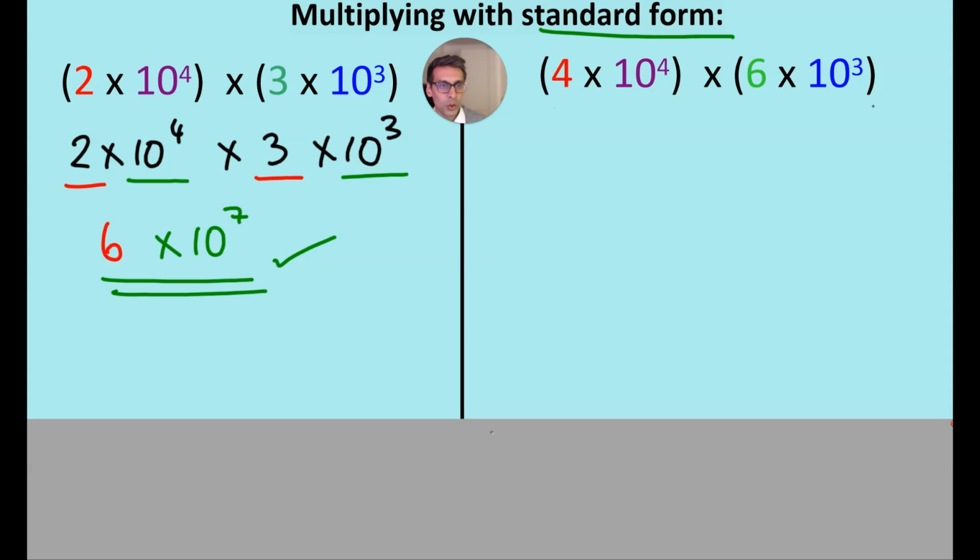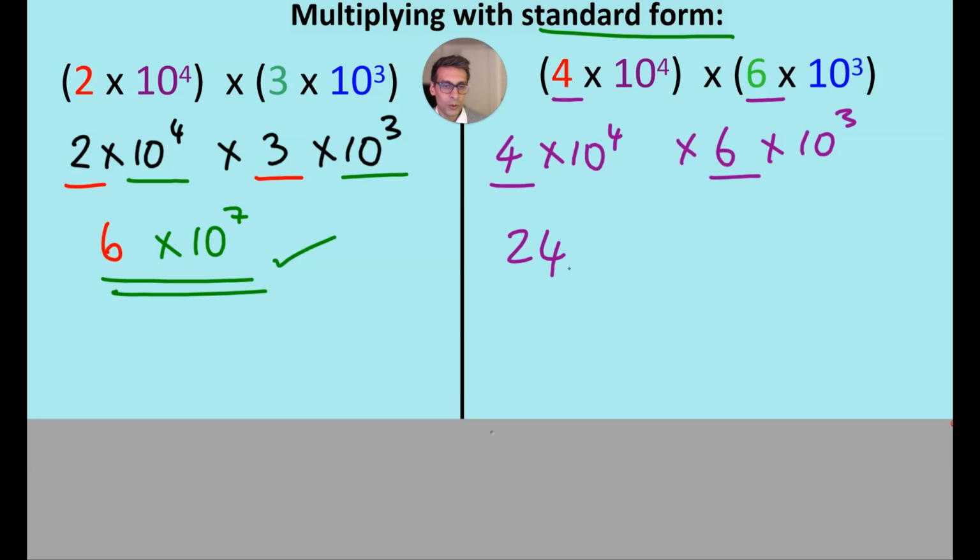So first of all, ignore the brackets. We can do 4 times 6. So let's just write this out the longer way. So 4 times 10 to the power 4 times 6 times 10 to the power 3. Multiply the 4 and the 6 to get 24. And then you're going to multiply these two powers of 10 to get times 10 to the power 4 plus 3 is 7. Now, pause the video and think about whether this is our correct answer.